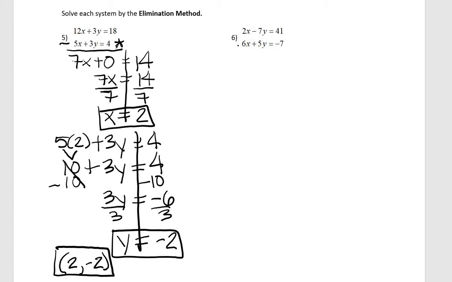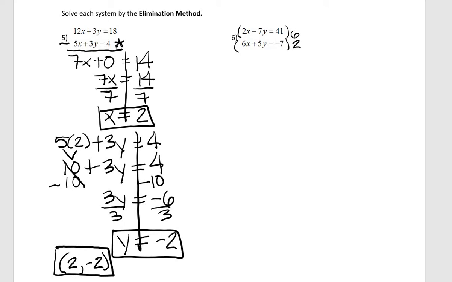and once again I'm looking for any numbers that are the same, and in this case they're not the same. 2 and 6 are not the same, and 7 and 5 are not the same. There are a couple different ways to do this. I could, for example, multiply the top equation by 6 and the bottom equation by 2, just switching these two, the 2 and the 6.